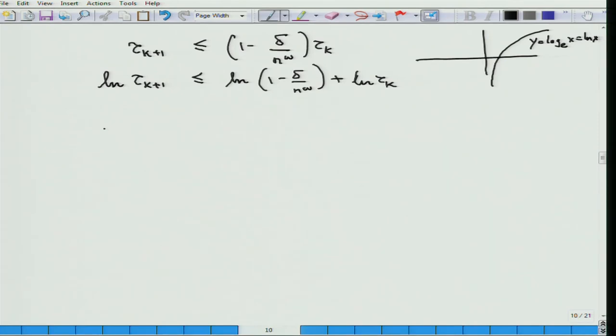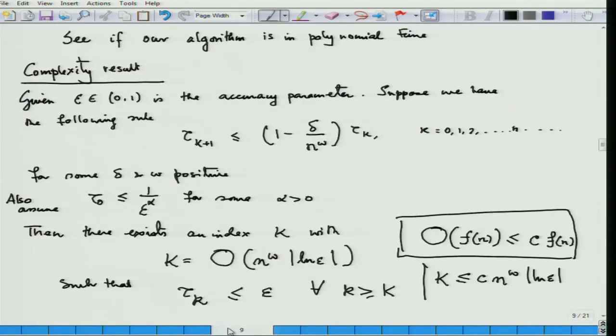Now, if you repeatedly apply this formula, log tau k is again less than log of 1 minus delta n to the power omega times tau k minus 1, and so on, you repeatedly apply. If you do that, you will get a general formula of this form, that log tau of k is less than or equal to k times log of 1 minus delta n to the power omega plus log tau 0. Now, what was tau 0? Tau 0 is less than 1 by e to the power alpha. So, you can take log here also, right. So, let us see what would happen here.